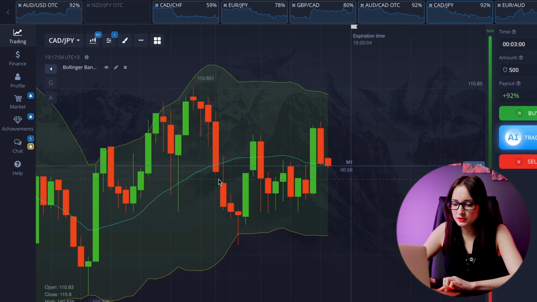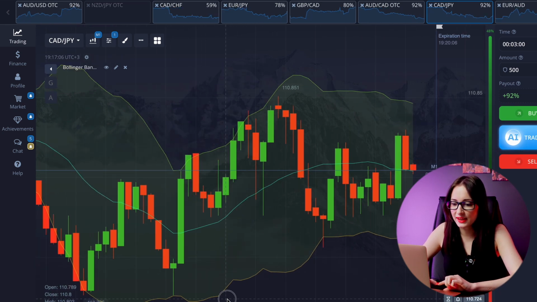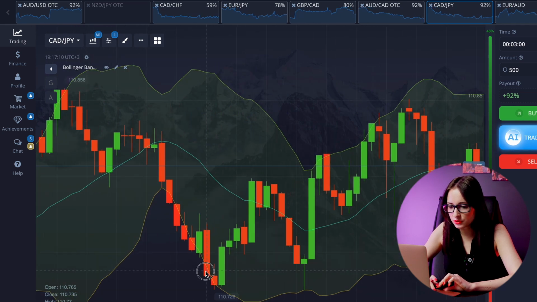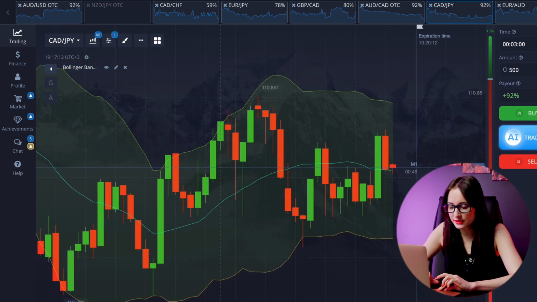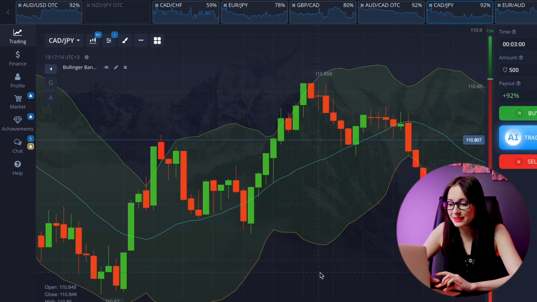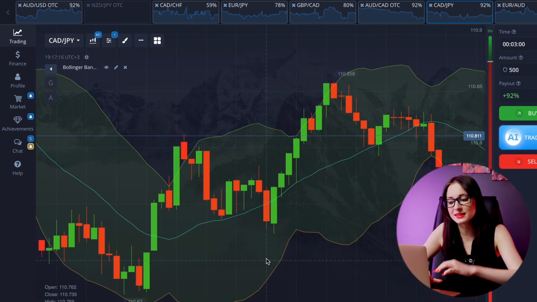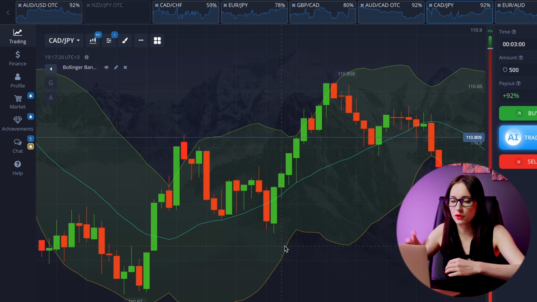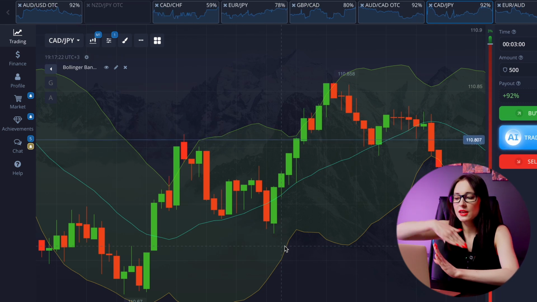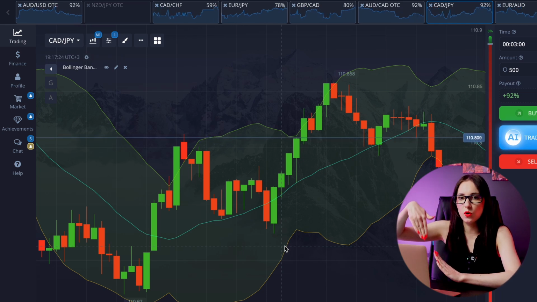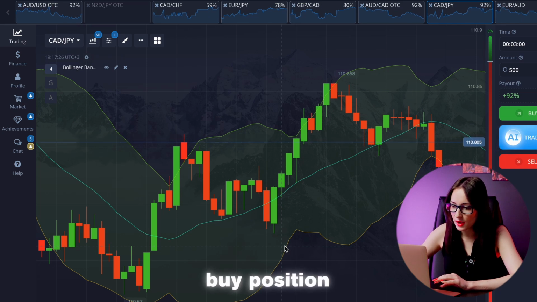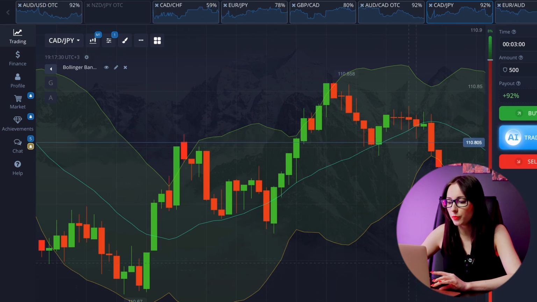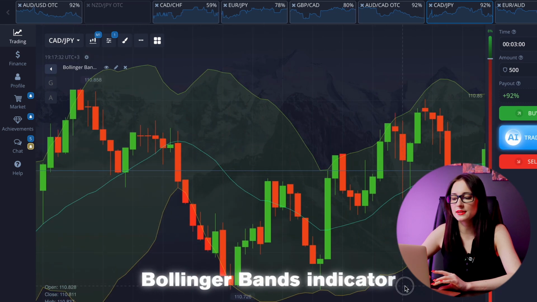Or for example, well, let me find an evident situation like here. It's always evident, but I just really want to show you the most convenient. Or like here, if the price touches the lower band, that means the currency pair is in an oversold condition. So of course, it's also going to be a reversal. Trend started to rise, so we should open a buy position this time. Buy position here, trend rising. So this is how the Bollinger Bands indicator works.